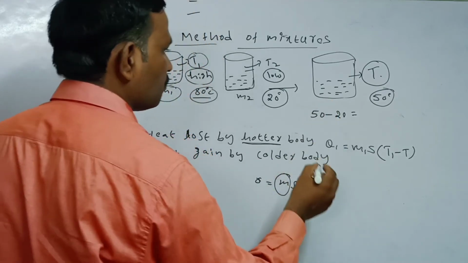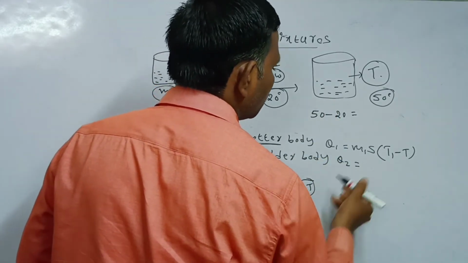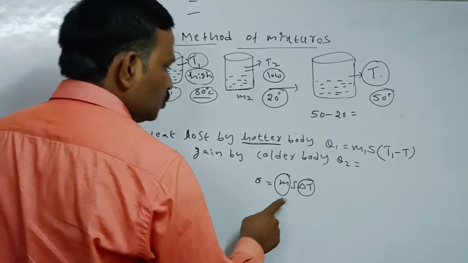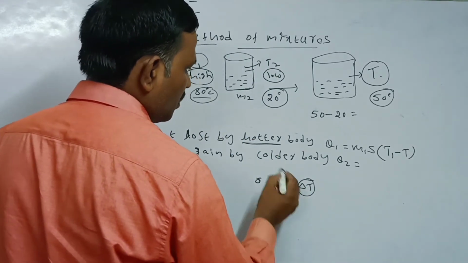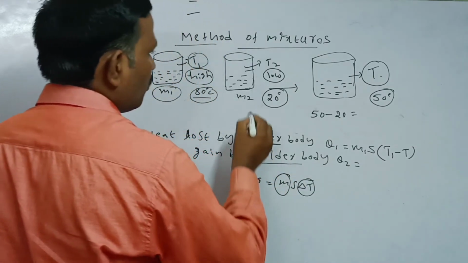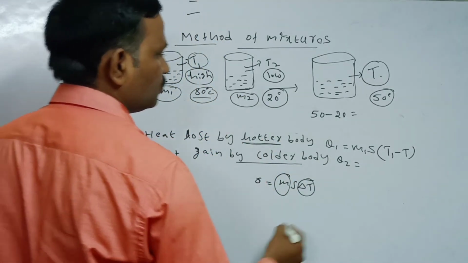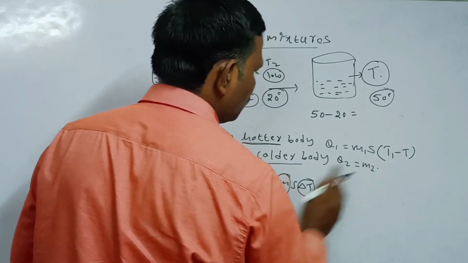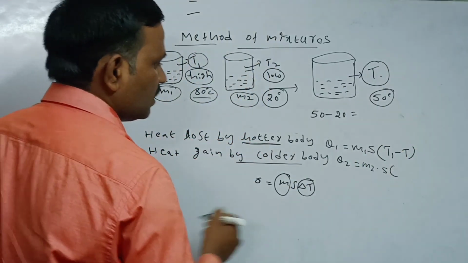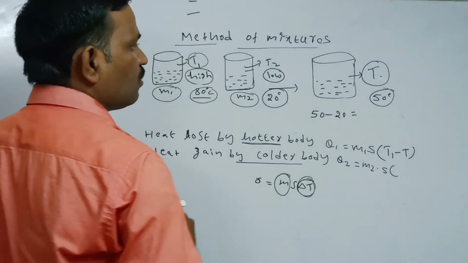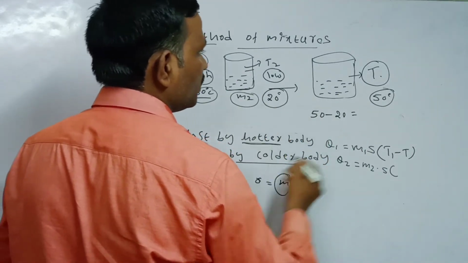Heat gained by the colder body, Q2, is equal to, again I am using this formula, Q is equal to m s delta T. M means what? Mass. Mass of the colder body. What is the mass of the colder body? M2, into S, which means specific heat, directly write specific heat. Then here, change in temperature. What is the change in temperature of the colder body?